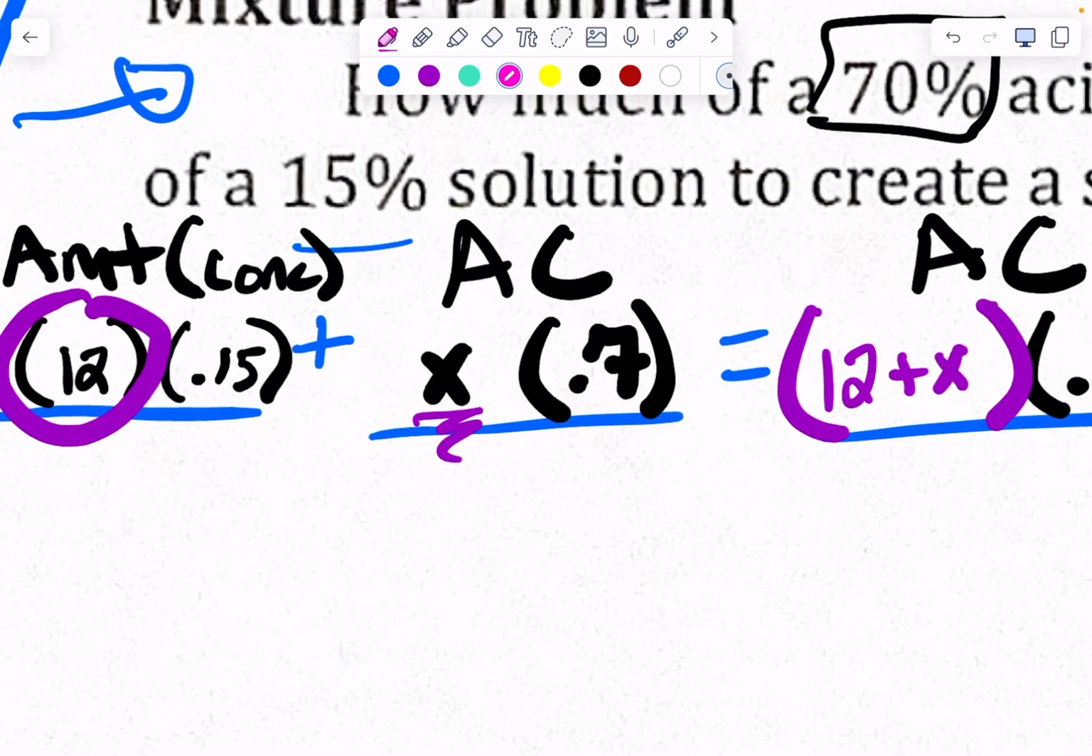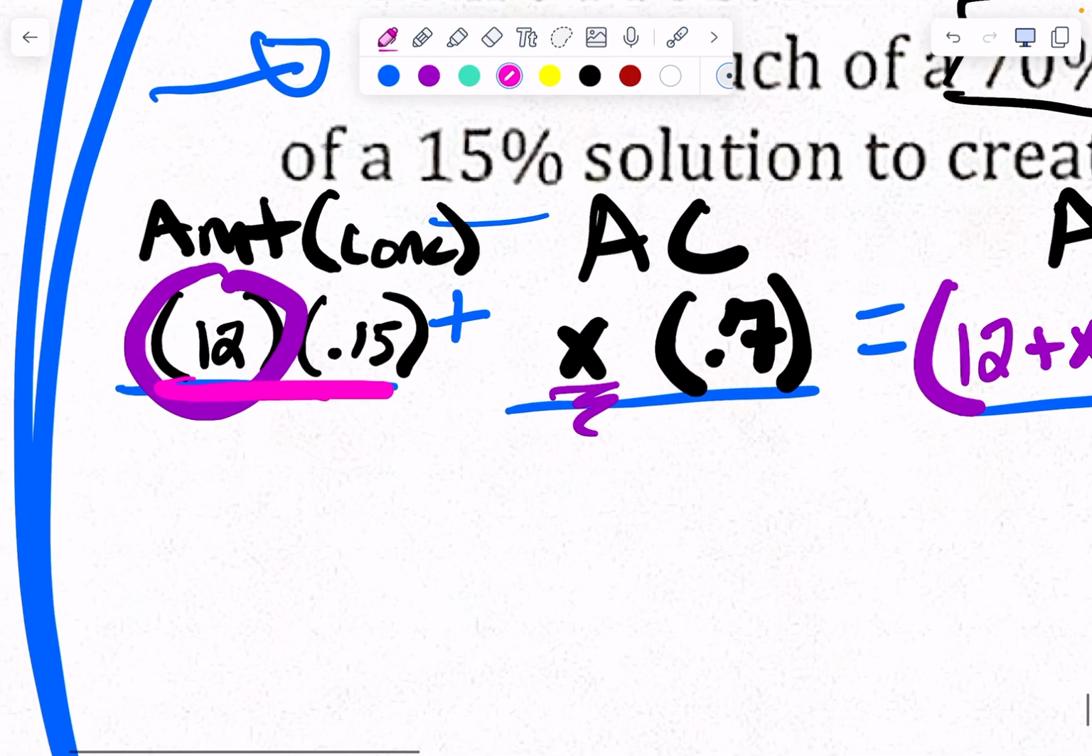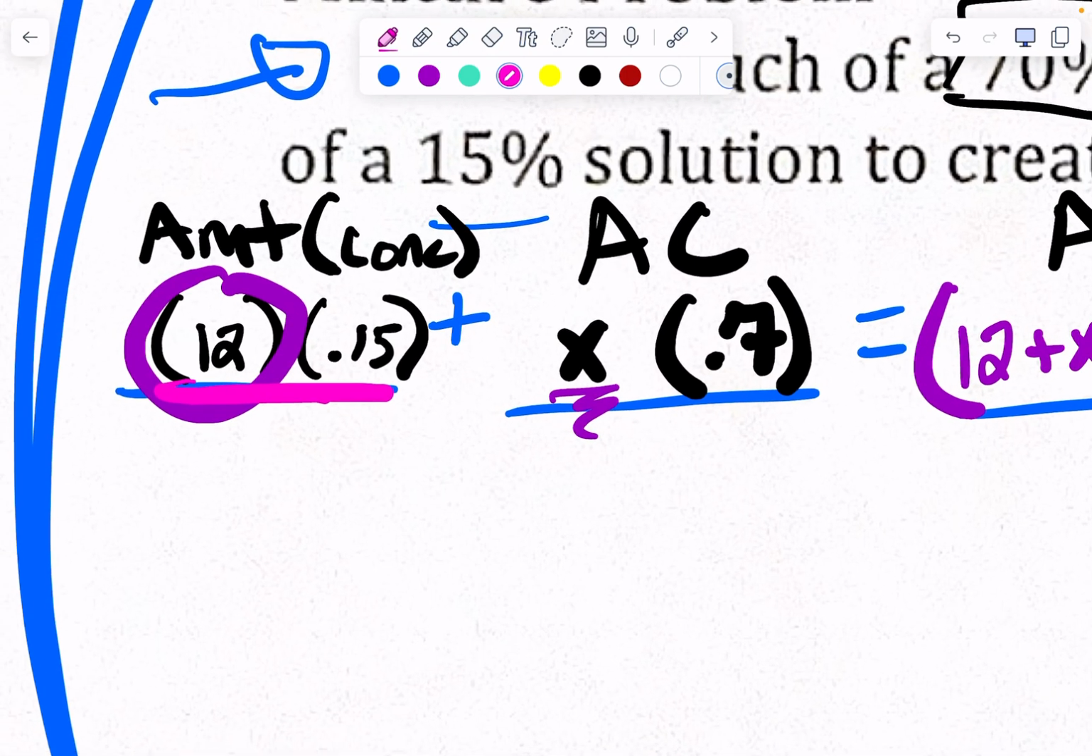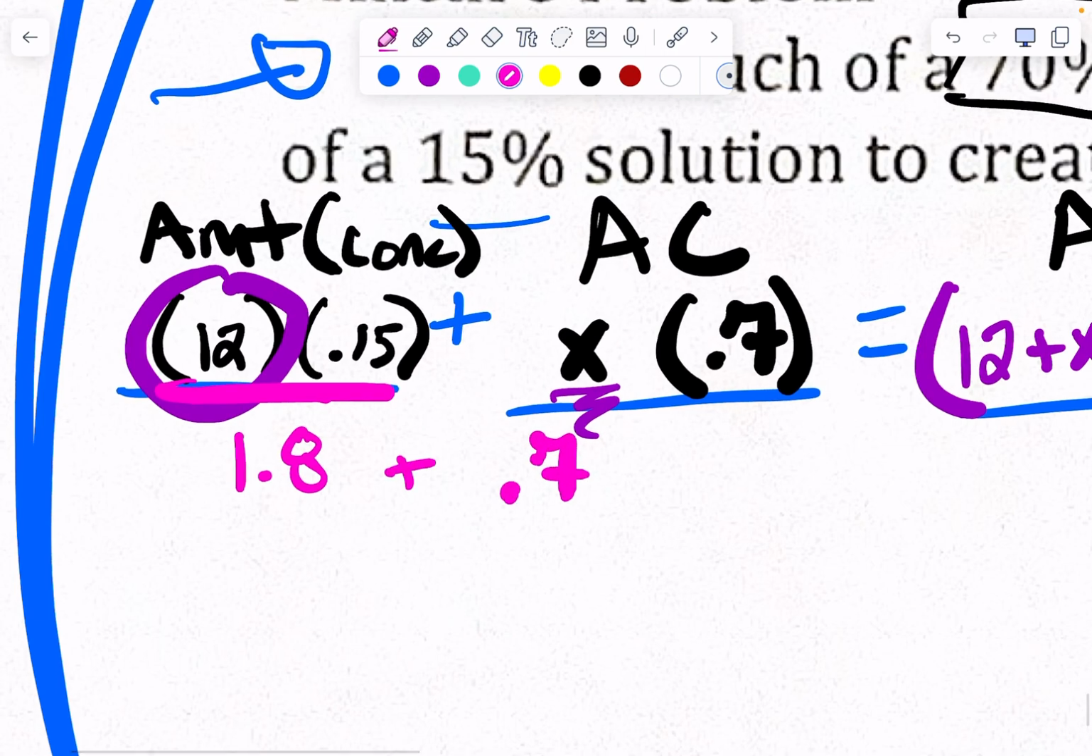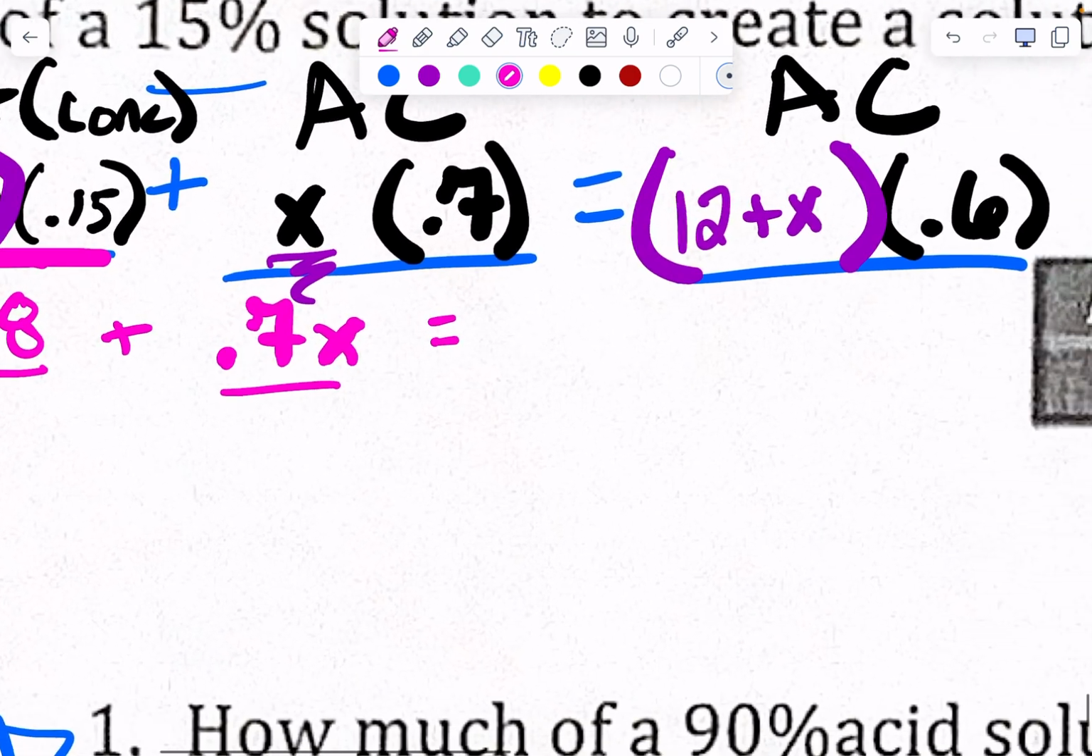Let's do this part. Can I take 12 times 0.15? Yes, sure I can. What is it? Good question. I bet it's point something. 1.8. Okay. Plus, what's X times 0.7? 0.7x. Okay, so I've got these two pieces on this side. I've condensed them. I've gotten rid of some parentheses. What do I do with this right side here?